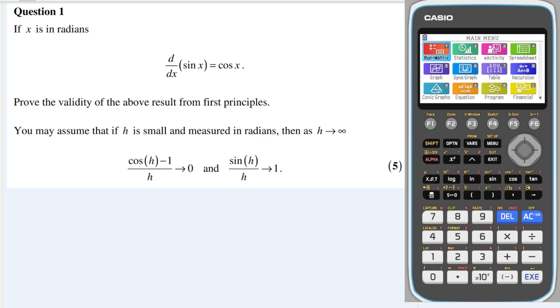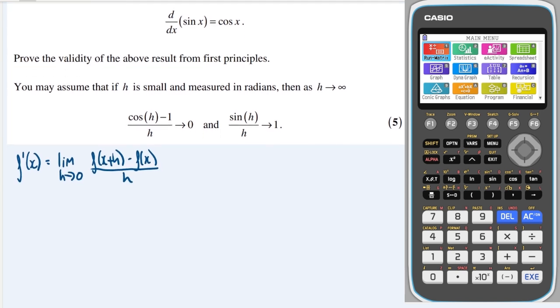Question 1 is a differentiation by first principles. So we need to know the formula, which is that f dash of x is equal to the limit as h tends to 0 of f of x plus h minus f of x, all over h. So as we are differentiating sine, we would write the limit as h tends to 0 of sine of x plus h minus sine of x, again all over h.